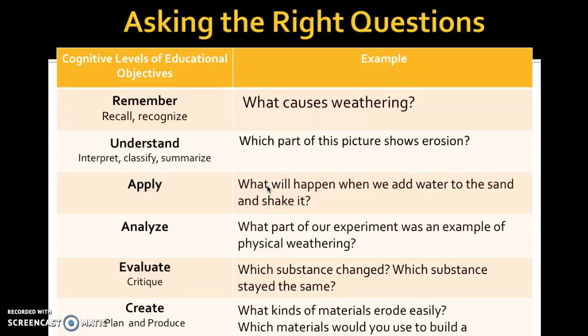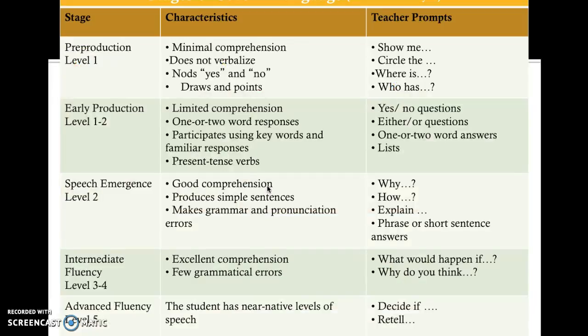So after we do the experiment, they will have an idea of which materials are harder or softer or erode more easily, and hopefully kids would be able to come to a conclusion that we want to use more durable materials if we want to make an outdoor statue or monument.